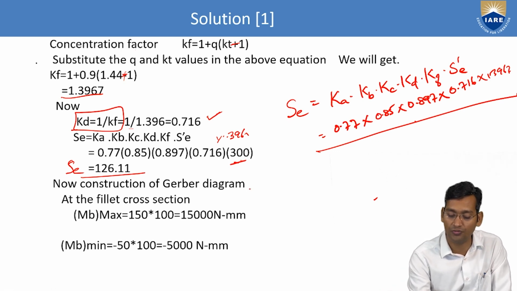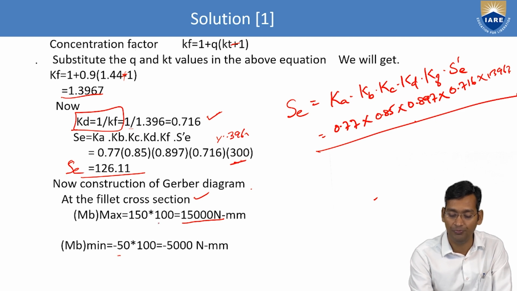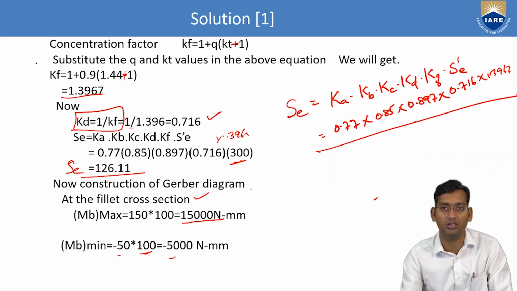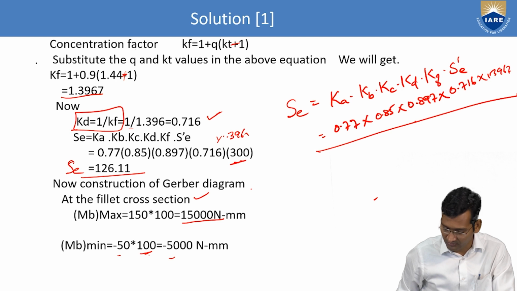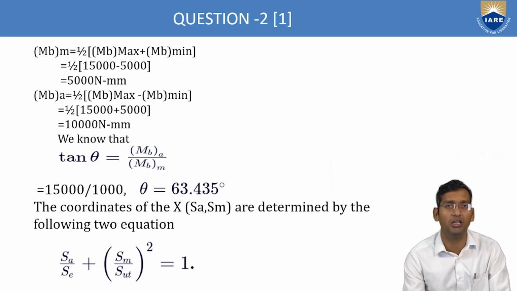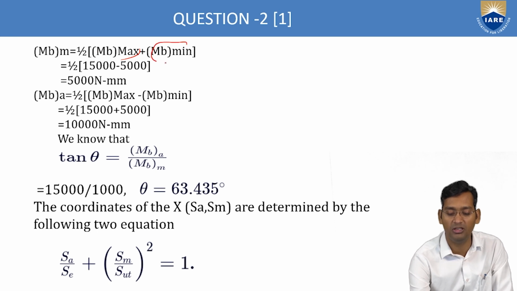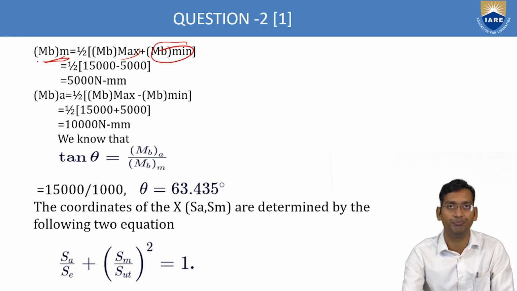Now construction of the Gerber diagram at the fillet cross section. MB max, M is given as 150 into M max given as 100, right? So that will give you 15,000 Newton mm. So MB min, that is minus 50 into 100, will give you minus 5,000 Newton mm. Now MB mean we have to find, right? Mean again, we can say maximum plus minimum by 2.